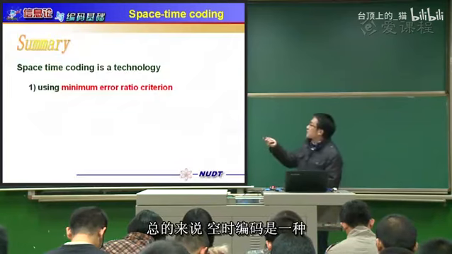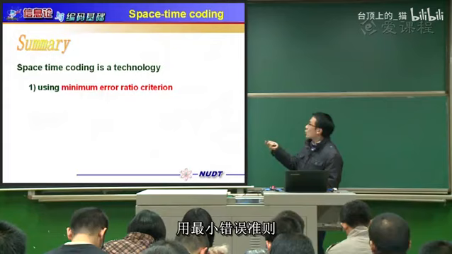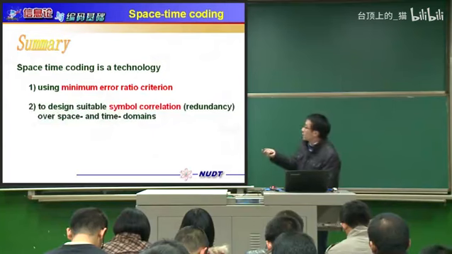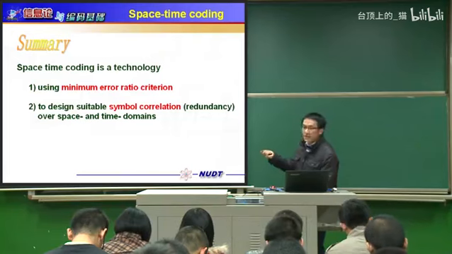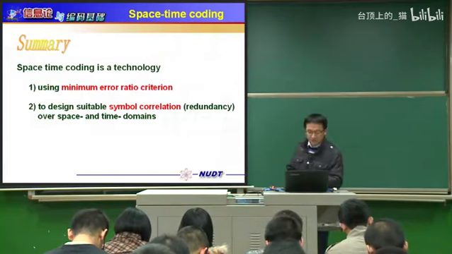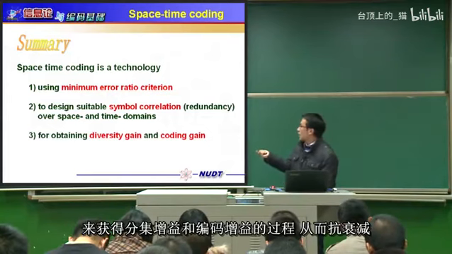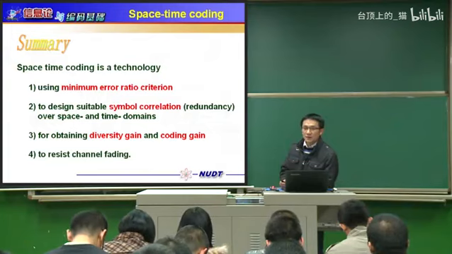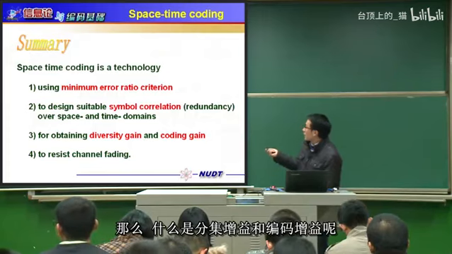In summary, space-time coding is a technology using the minimum error ratio criterion to design suitable symbol correlation over space and time domains, and obtain the diversity gain and the coding gain, and resist channel fading. And what is the diversity gain and the coding gain?